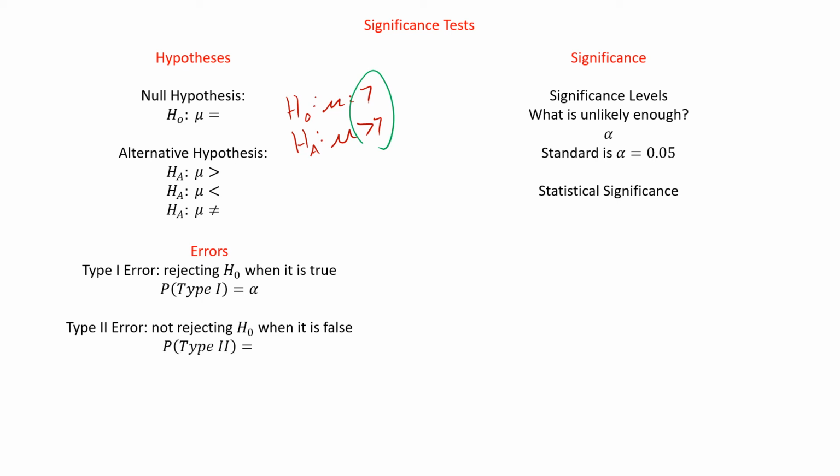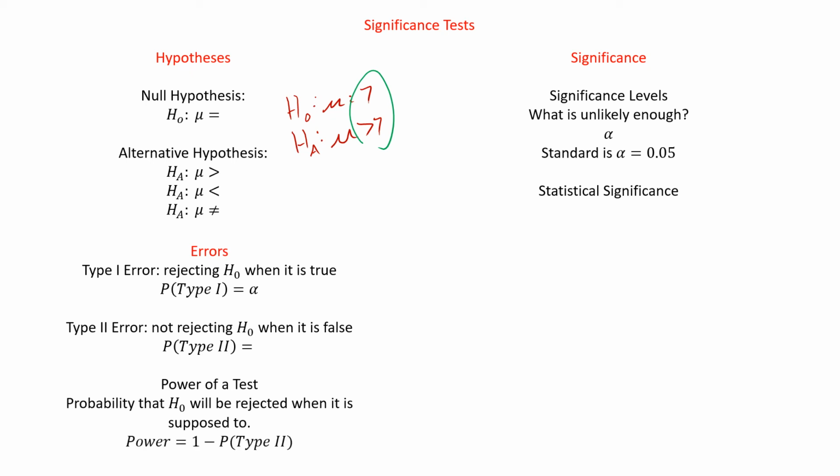And the probability for this is a little bit more complicated. We'll talk about that on the next slide just a little bit. But remember, we also have this in your notes, so you can always go back to your notes and see this. And then the power of a test is the probability that the null hypothesis will be rejected when it is supposed to be rejected. And we can find that power by just doing 1 minus the probability of the type 2 error.